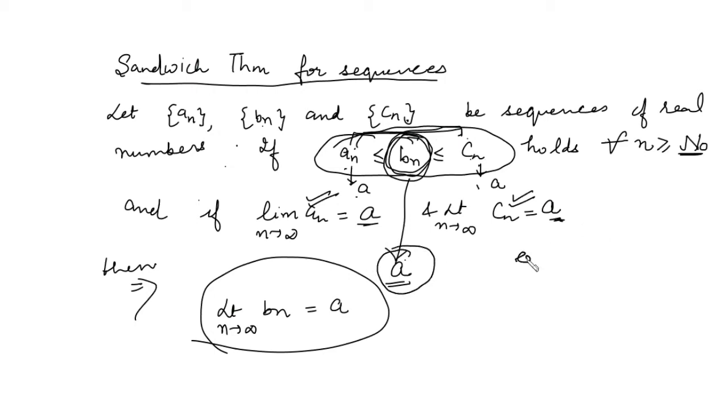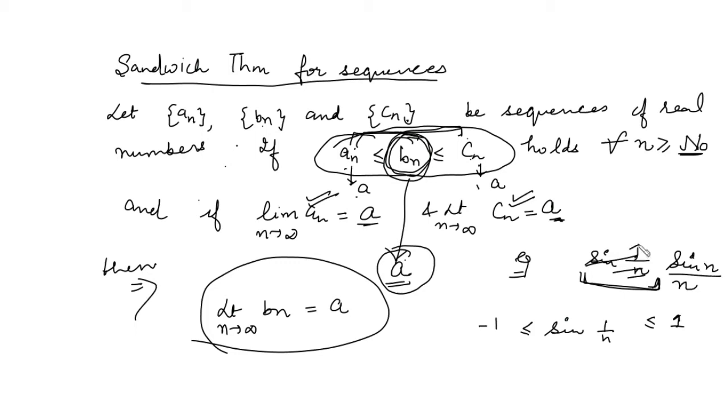Now just see, for example, let's suppose you have to find the limit of the sequence sine 1 by n. We have to check the behavior of this sequence. Sorry, we have to check the behavior of sine n by n, not sine 1 by n, it's sine n by n.